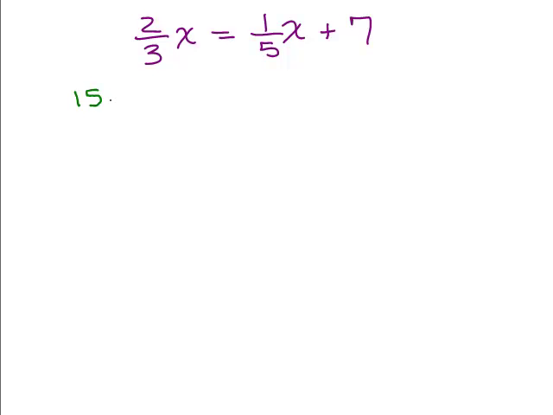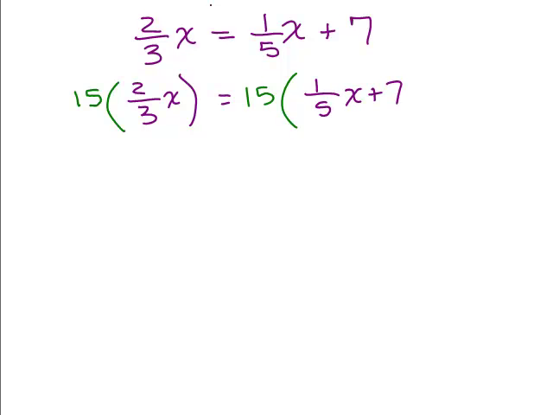I'm going to show that like this. I'm going to multiply the left side, which is 2/3 x times 15, and I'm going to multiply the right side also by 15. Okay. All right, so that's 15 times 2/3. I can cancel. That'll give me a 10x.